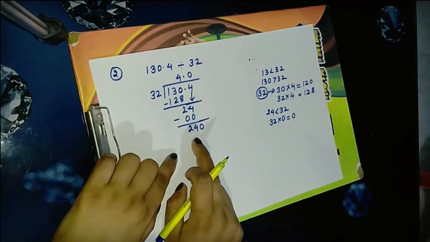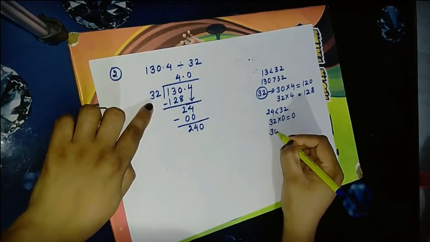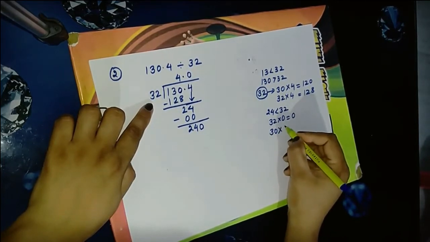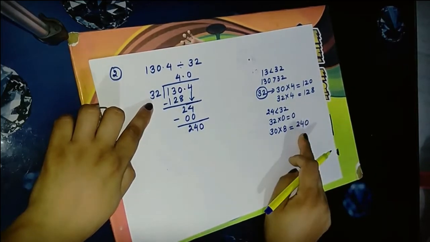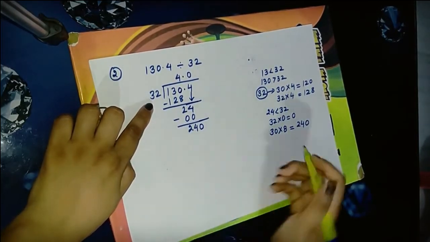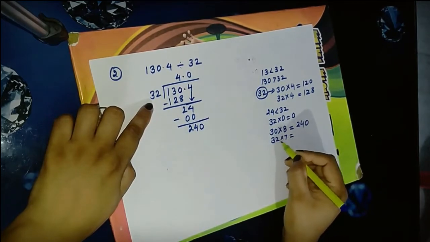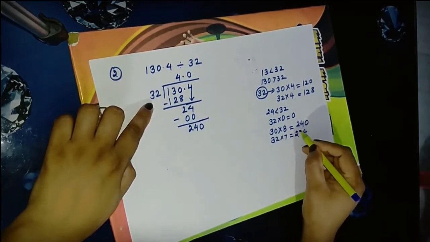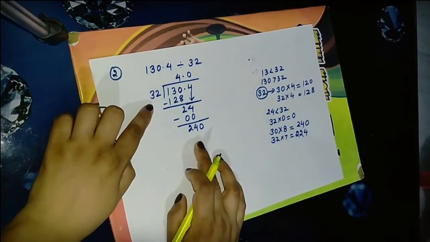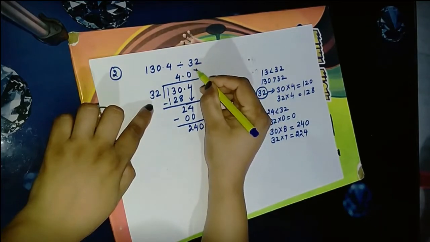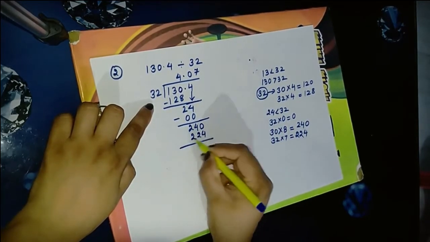Now we need to check 240 comes in the table of 32. We know that in table of 30, 8 times 30 is 240. 240 is just equal to this. So we need to go for 7 times 32. That is 224. This 224 is less than this 240. So we need to go for 7 times 32 is 224.